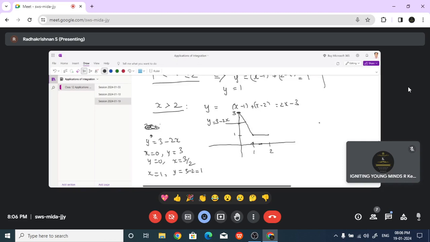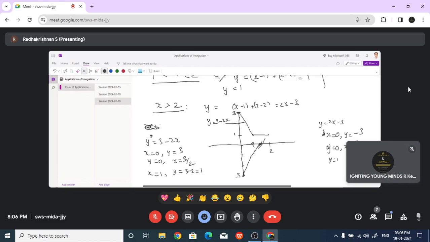Same way, let's put y equal to 2x minus 3. So how will that look? x equal to 0, y equal to minus 3. So when x equal to 0, y equal to minus 3, somewhere here. Okay. Then when y equal to 0, x is equal to 3 by 2. So 3 by 2, 0. So it passes like this.